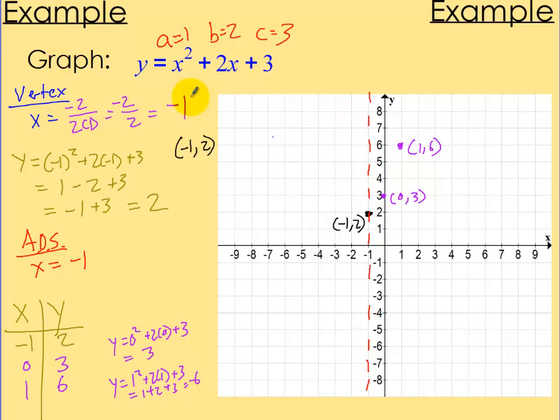And now the next step is I've got to mirror those points over the axis of symmetry. So this point would be 1 to the left up here. I'll label that negative 2, 3. And this will be 2 to the left over here. And label that negative 3, 6.